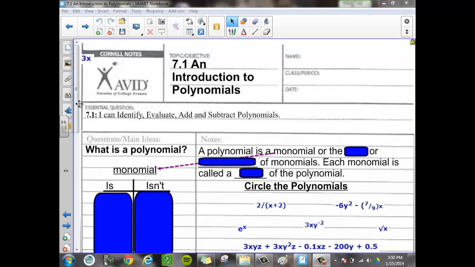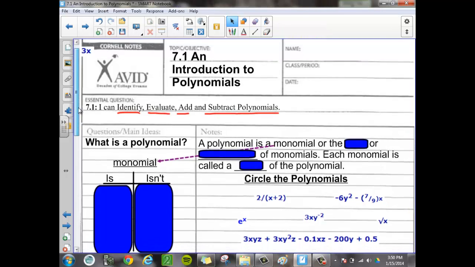Okay, so in this video today we are going to introduce polynomials, and the main essential question for today is: I can identify, evaluate, add, and subtract polynomial expressions. So the first question you might have is, what is a polynomial?